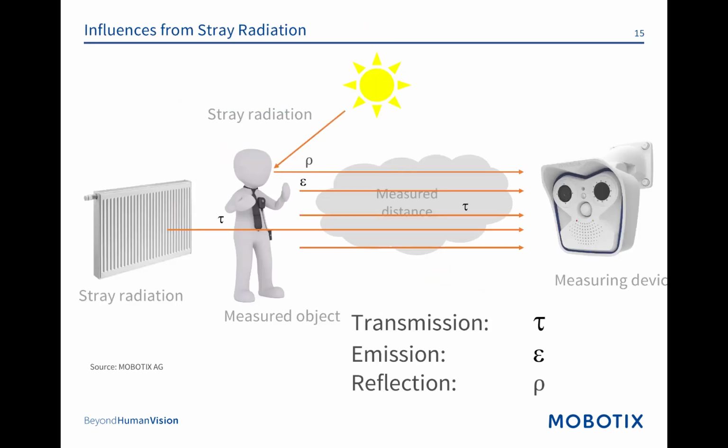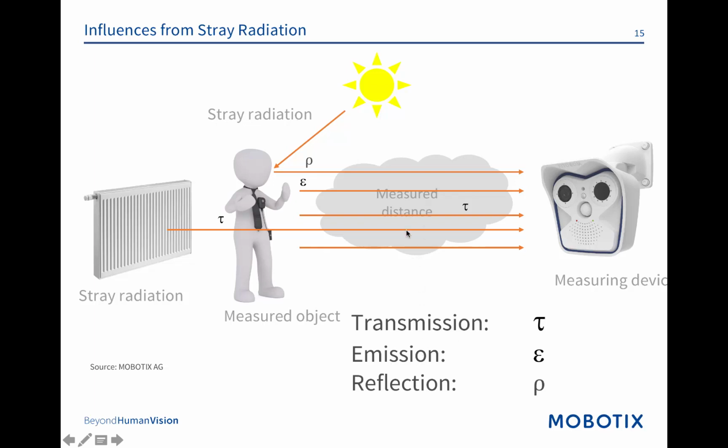So let's talk again about the influences. And of course we have our physics, our physical laws, and the physics is describing it in formulas. We don't want to go into the depth of these formulas, but just to make a summary here, on one hand we have our emission. This is what is emitted from the body, what is received from the measuring device. This is the emission.